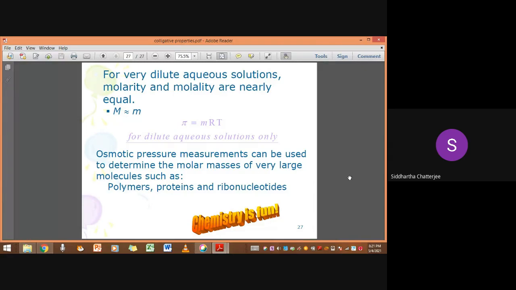And on the other hand, for the number of dissociated molecules, I will show you by example. For the association of the solute molecules, you will see that alpha equals (i minus 1) by (n minus 1), where alpha is the degree of association, i is the Van't Hoff factor, and n is the number of molecules that associate.